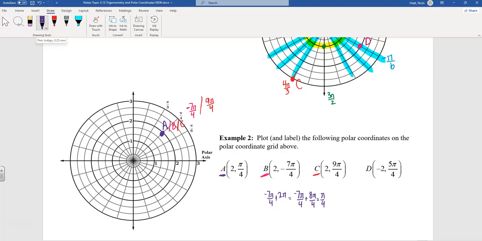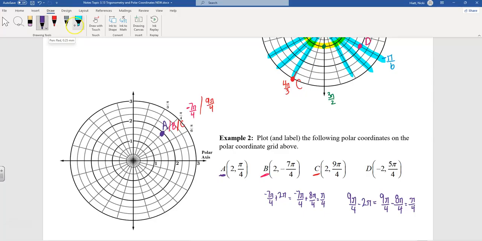Again, not on the unit circle. It's too big, right? But if I do 9 pi over 4 minus 2 pi, that is 9 pi over 4 minus 8 pi over 4. And I get pi over 4 there as well. So all three of those are in the same spot, right? Does that make sense? Those angles are all the same. 5 pi over 4. Now, this is the one we haven't seen yet. 5 pi over 4 is not in the same spot.